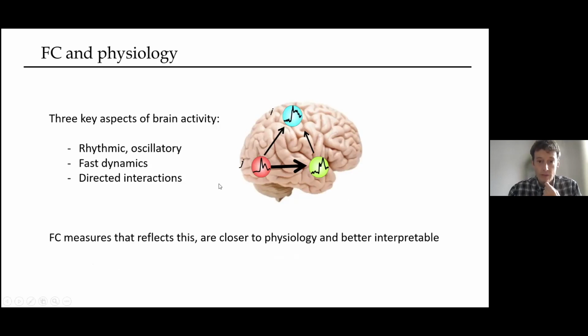To sum up, in the work that we've been doing, we emphasize three key aspects of brain activity. The first is that the brain shows rhythmic and oscillatory activity. It shows fast dynamics, on sub-second scales. And the networks, the interactions between areas, are inherently directed. Influence goes from one area to another. It can also go back, of course, but the main point is there's always a push and pull, and it would be good to visualize or model that adequately. Functional connectivity measures that can reflect these three aspects are closer to physiology and therefore better interpretable in terms of what the brain underneath is actually doing.